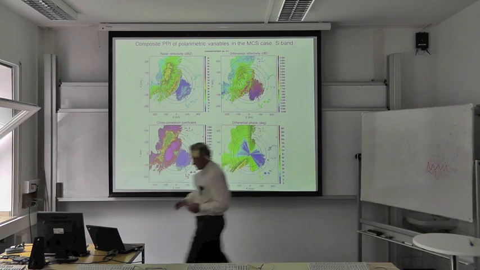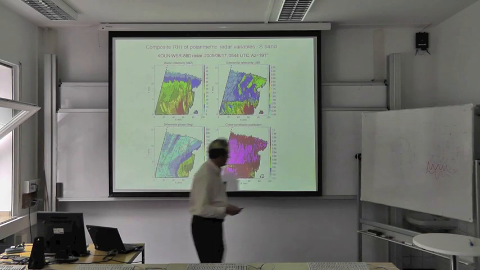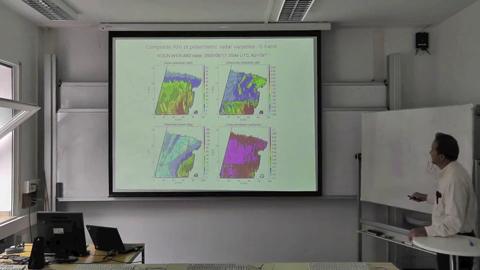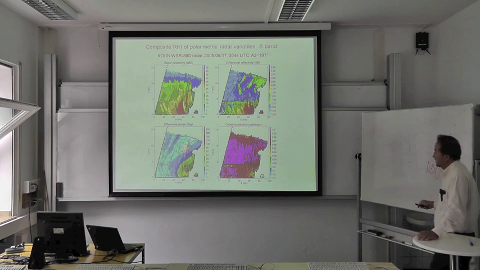Probably a couple more slides, and that's it for the first lecture. Okay, this is a typical RHI, radar reflectivity, differential reflectivity. Look here how well the frozen hydrometeors and liquid hydrometeors are separated in terms of differential reflectivity. Okay. And this differential phase that increases again with distance.